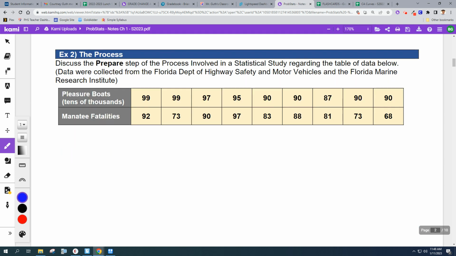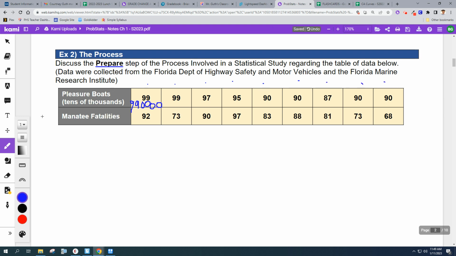Number 2 says, discuss the prepare step of the process involved in a statistical study regarding these data. So let's check it out. We're talking about pleasure boats in tens of thousands and manatee fatalities. So this 99 is in tens of thousands, so I guess that's like 990,000. So that's a lot. And this is year after year after year that we're talking about here.